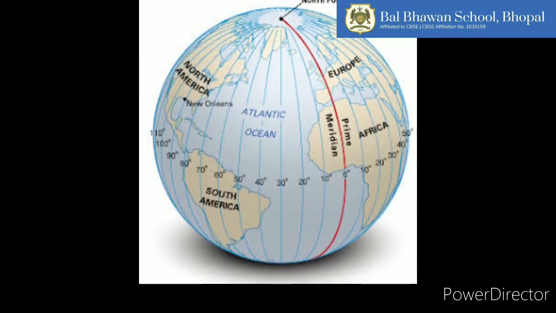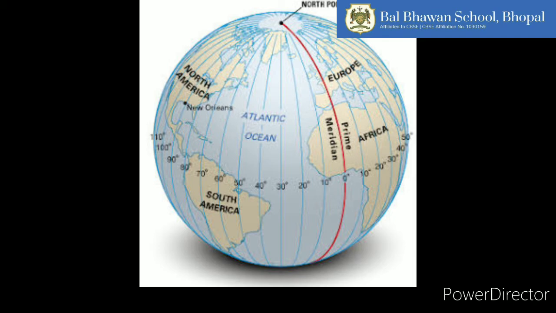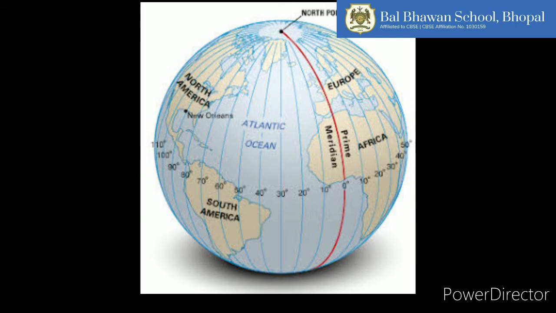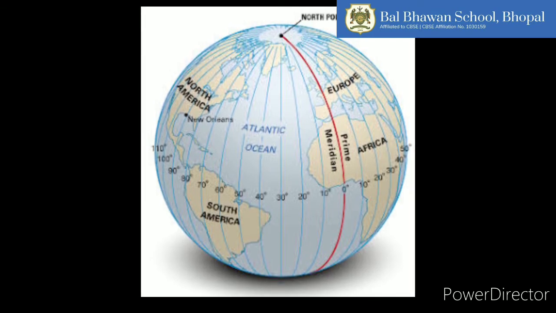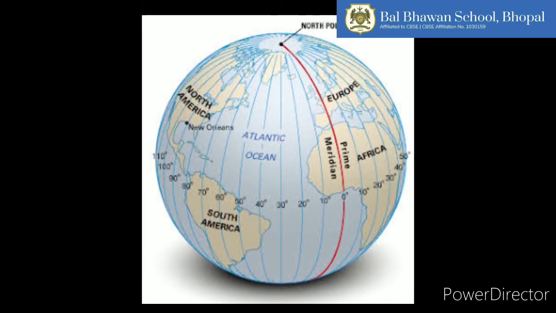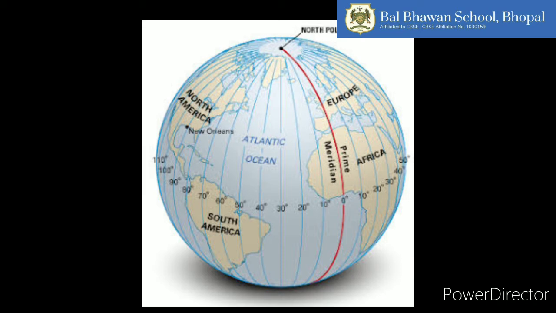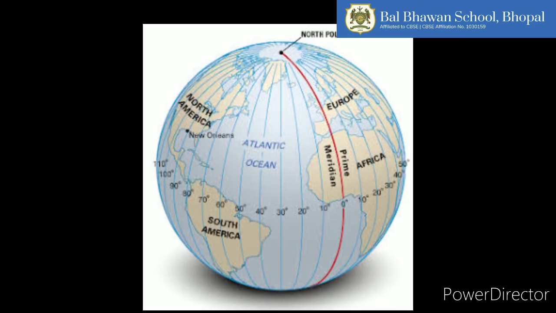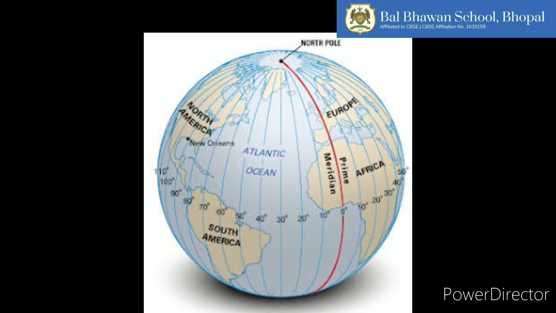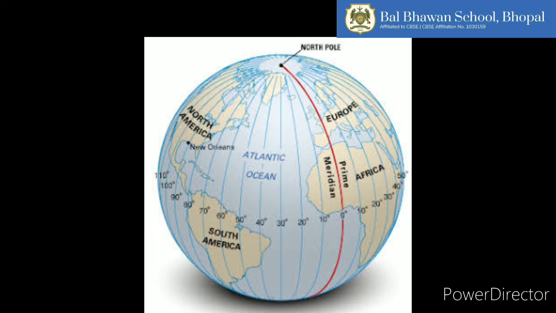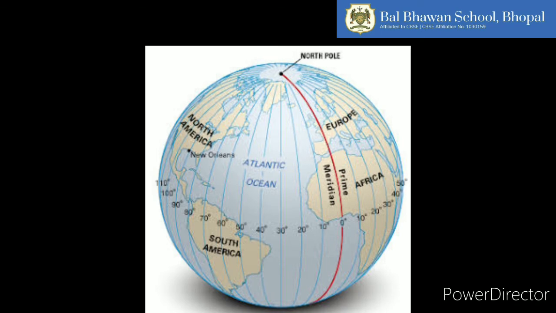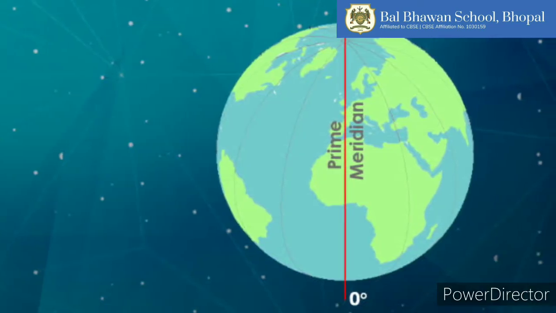Now, like parallels, meridians are also measured in degree and they are drawn at the interval of 1 degree each. As such, if we move east or west from the prime meridian, we reach halfway round the earth at 180 degree. It means we have 180 meridians towards the east of prime meridian and 180 meridians towards the west of prime meridian. As such, how many meridians do we have?